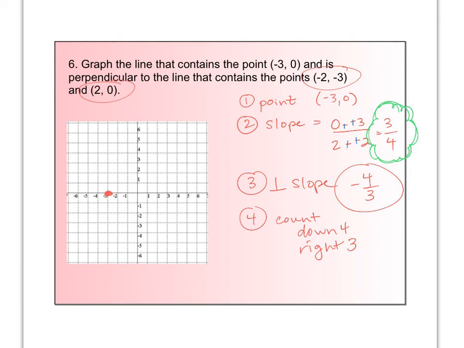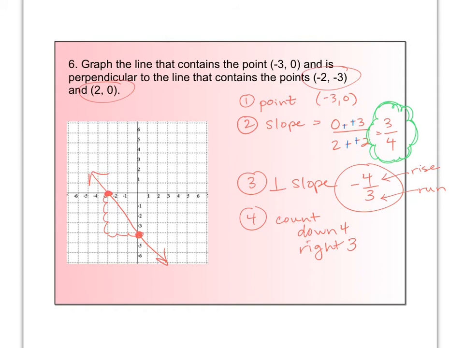So remember, it's rise over run. This is our rise. It's actually a fall. And this is our run. So from our dot, we're going to go down 4, 1, 2, 3, 4, and we're going to go to the right 3, 1, 2, 3. This is going to be our other point. You can connect them. And that is the graph of the line that goes through the point negative 3, 0 and is perpendicular to the other line.